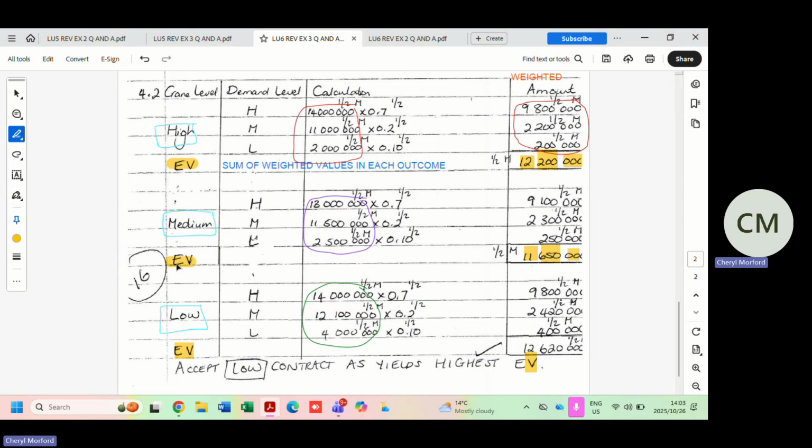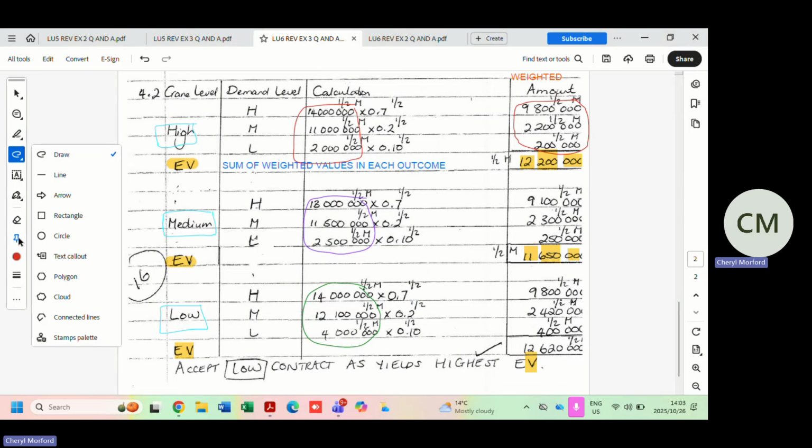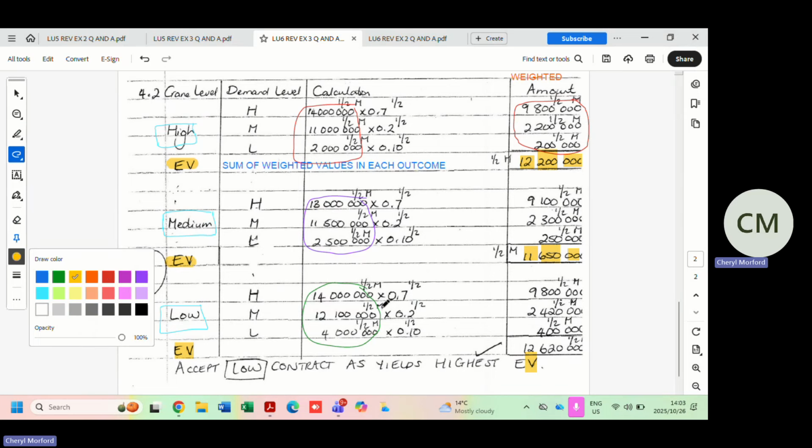So I can't actually get down there. There's too much happening in there. It's wanting to pick up the wrong thing all the time. There. Got to circle it.